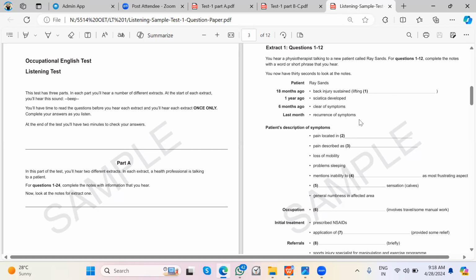So you have to put that as the answer. Likewise, for question number 2, patient's description of symptoms. So he is talking about where the pain is, he is observing the pain.